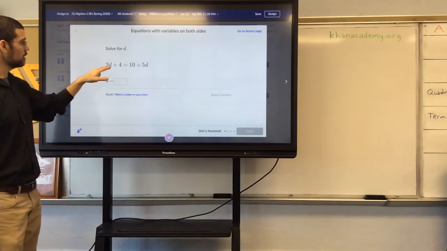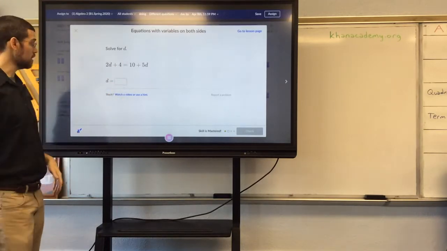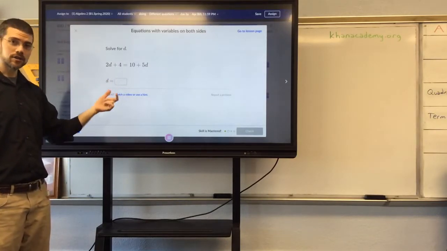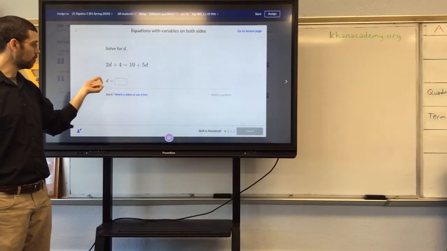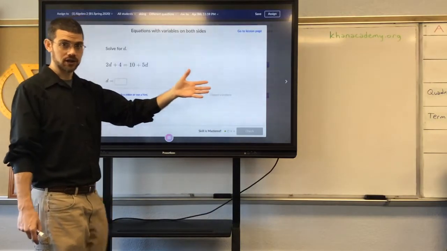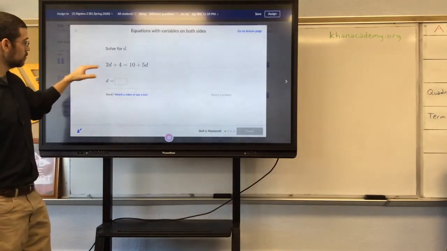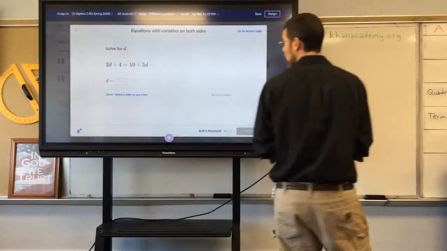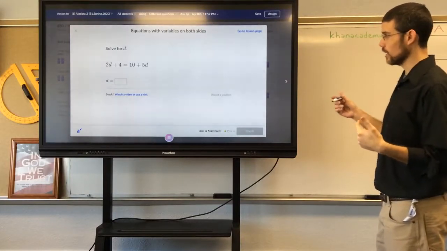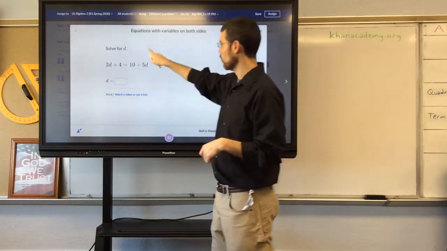So in this case, 2d plus 4 is equal to 10 plus 5d, and they want to know, well, what does d equal? Anytime you have an equation with a single variable, it can be solved for so that the variable is isolated on one side of the equation and everything else goes on the other side of the equation, and will simplify to a single number. So 2d plus 4 equals 10 plus 5d. We want to rearrange that so that our d's are all on one side. So I look at this and I see there's 2 on one side, there's 5 on the other.